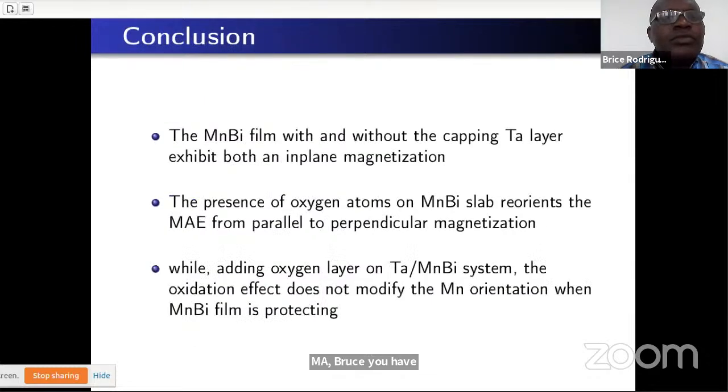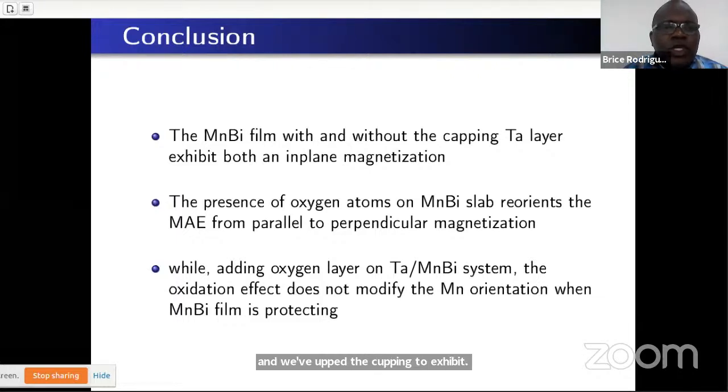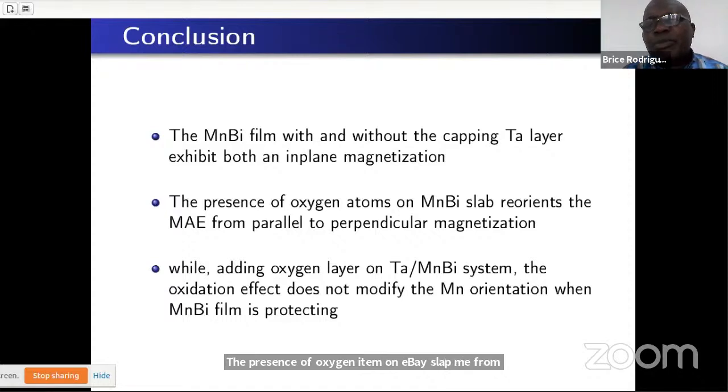So in conclusion, MnBi with and without the capping tantalum layer exhibits in-plane magnetization. The presence of oxygen atoms on the MnBi slab reorients the magnetization from parallel to perpendicular. While adding an oxygen layer on the tantalum MnBi system, the oxidation effect does not modify the magnetization orientation when the MnBi film is protected.